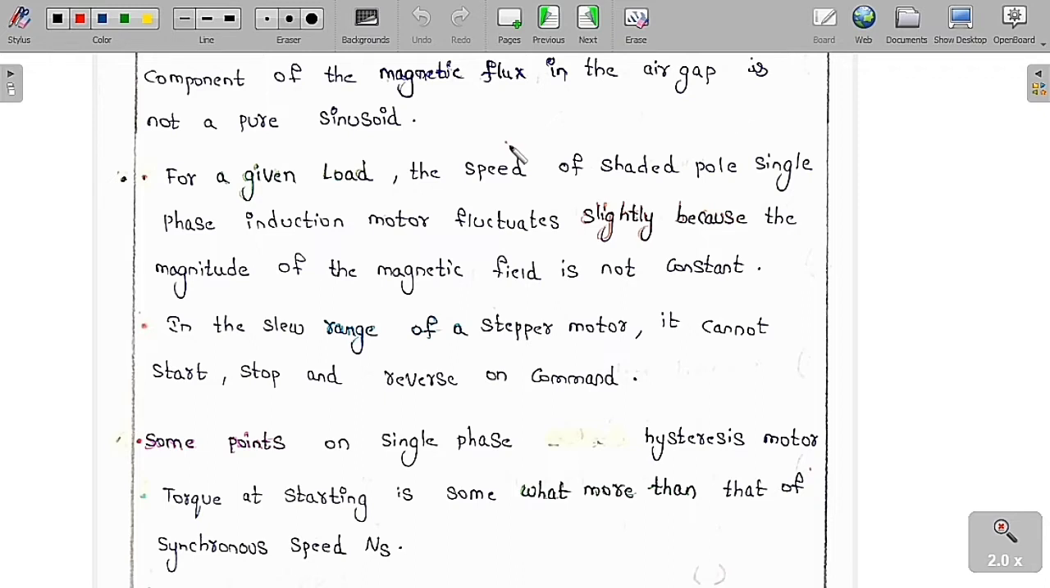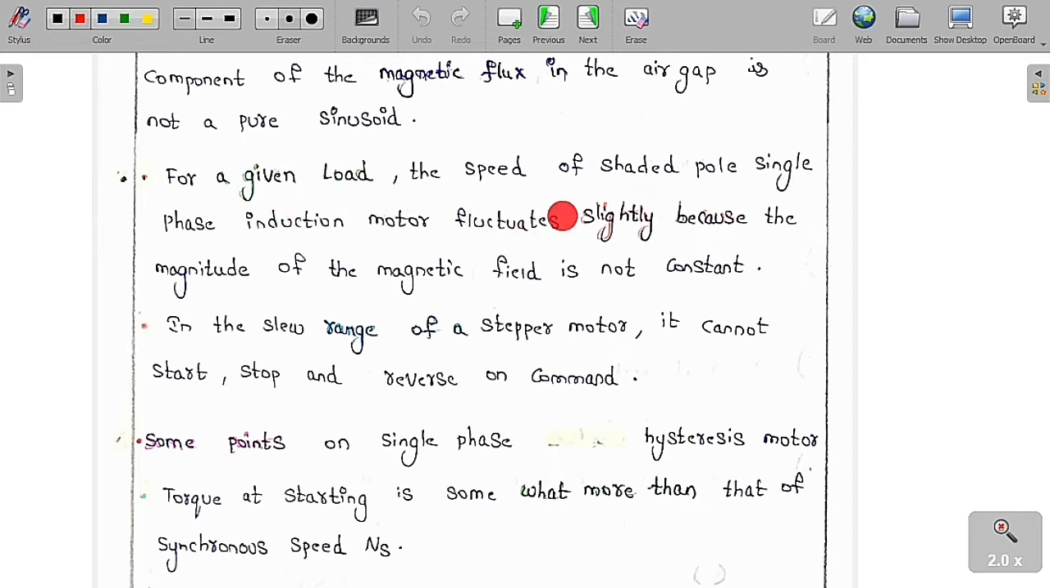So whenever the angular variation of the radial component of the magnetic flux in the air gap is not a pure sinusoid, definitely we can say that the generated voltage in a three-phase supply always contains harmonics.